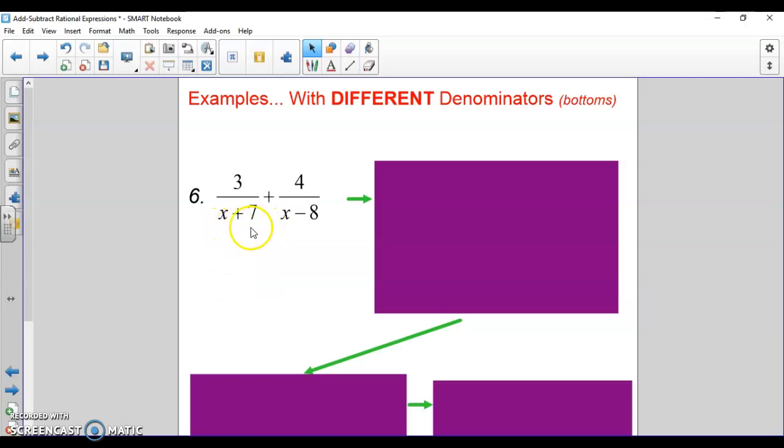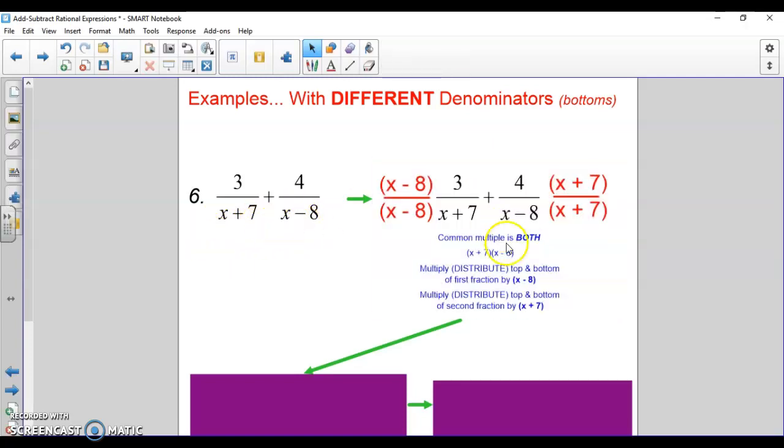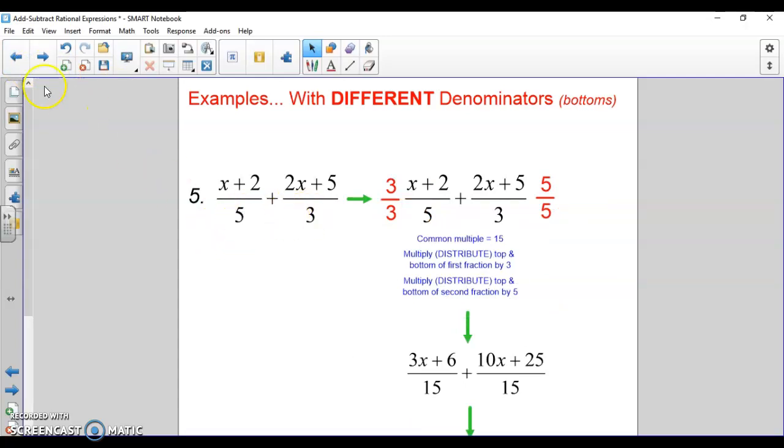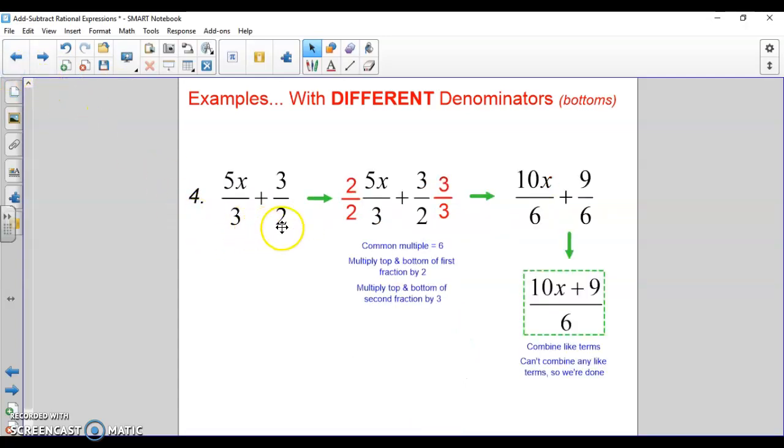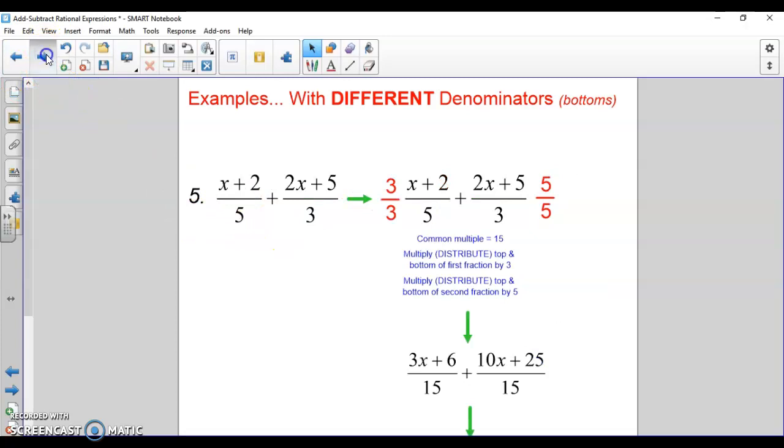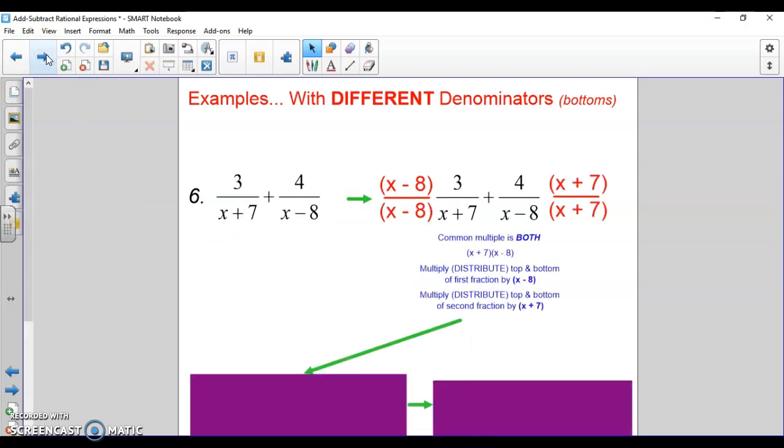Bottom is x plus 7 and x minus 8. The common multiple between these two is actually just going to be both of them put together. If you see there, just x plus 7 times x minus 8. Don't overthink it. It's just those two put together. And that's all I've pretty much been doing. 5 times 3 is 15. 3 times 2 is 6. That's my common multiple. That's what I'm kind of doing on all of these, for the most part.